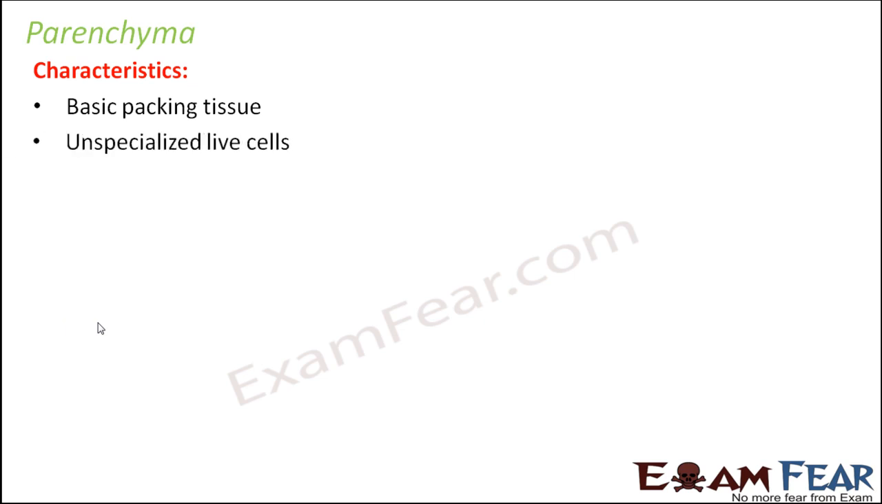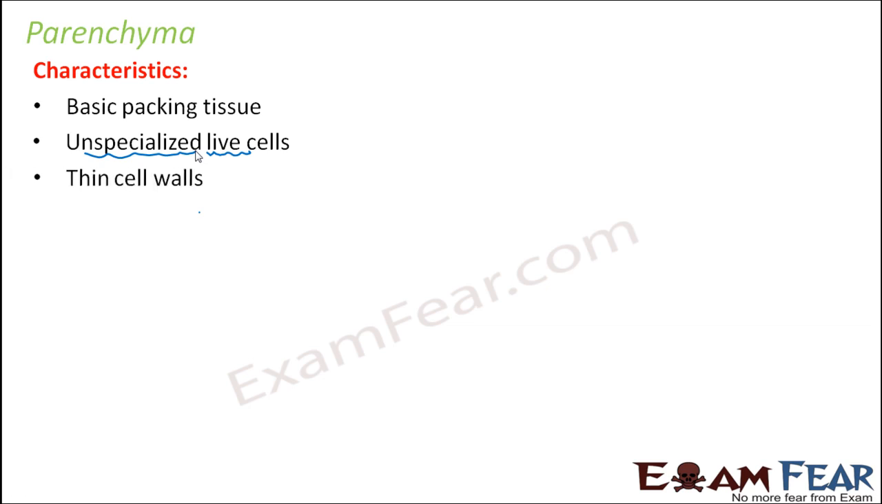These are unspecialized live cells. So they are not dead cells. They are living cells, but they are unspecialized. That means it is not that they are specialized to perform one specific function. Now they can perform a variety of functions, and that is why they are called unspecialized. But also, if you talk about their looks, they come in a variety of shapes. They can be spherical, they can be oval, they can also be round in shape.